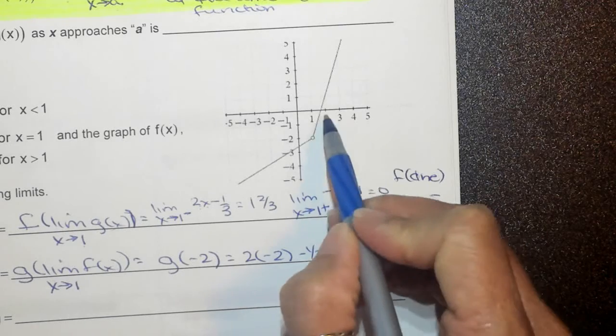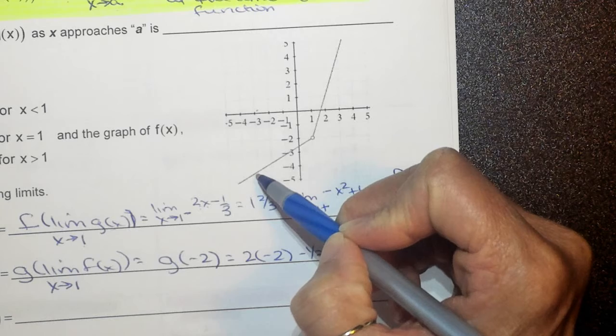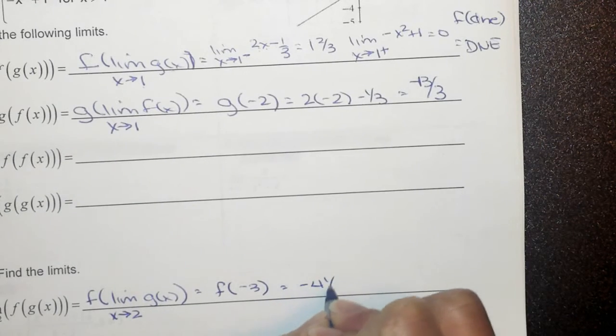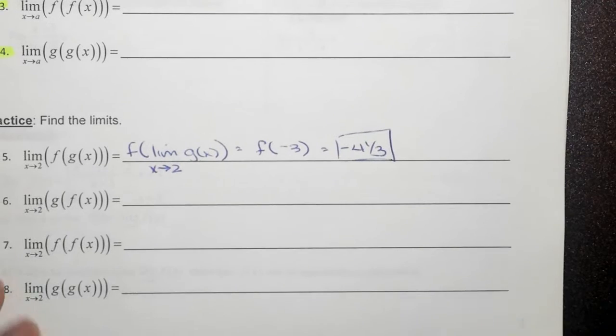So f of negative 3, I go to negative 3 and I go down on the graph, and it's a little bit below negative 4. So we'll just approximate negative 4 1/3. Again, this is an approximation, so if you gave me a different decimal, I would have to take a look.